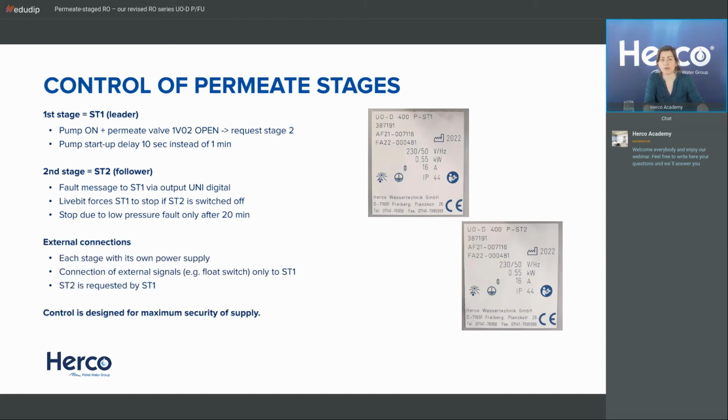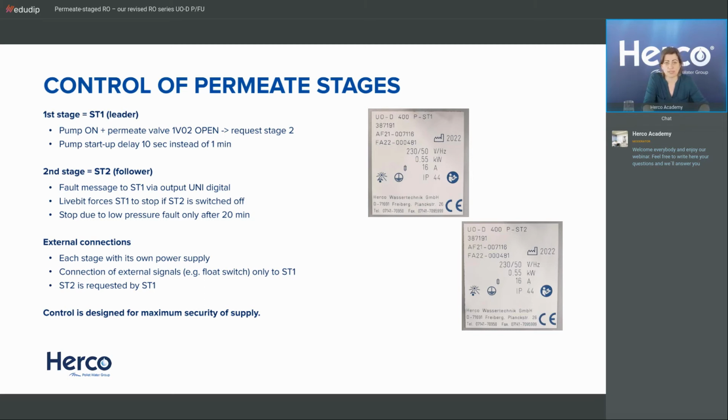If you have external connections, you can see, as you saw already here, each stage has its own power supply. So the reason for this is we cannot connect 2 pumps to one power supply. So each pump has to be connected to its own power supply.